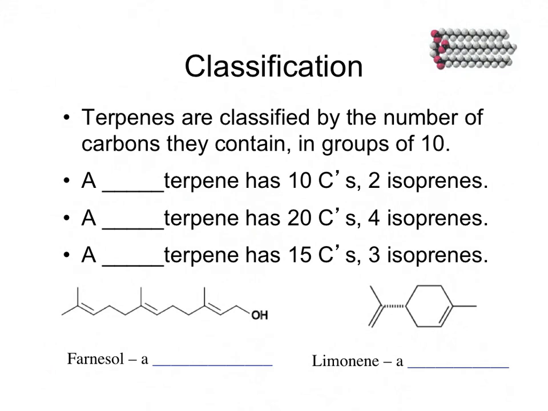In order to have a terpene, you have to have at least two isoprenes. So the naming of them is based on a 2-isoprene unit, which is 10 carbons. So the naming is based on groups of 10. If you have a simple terpene with only 2 isoprene units, that means it has 10 carbons. That's like 1 unit, so they call that a monoterpene.